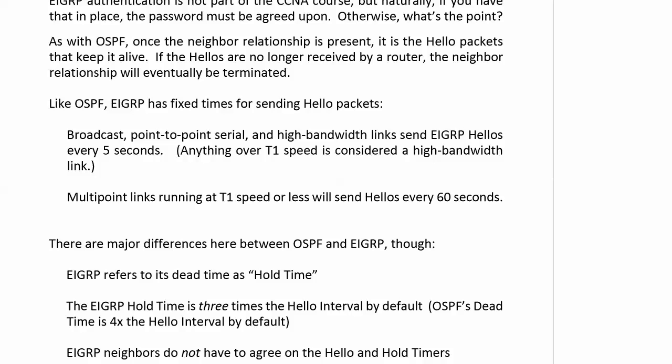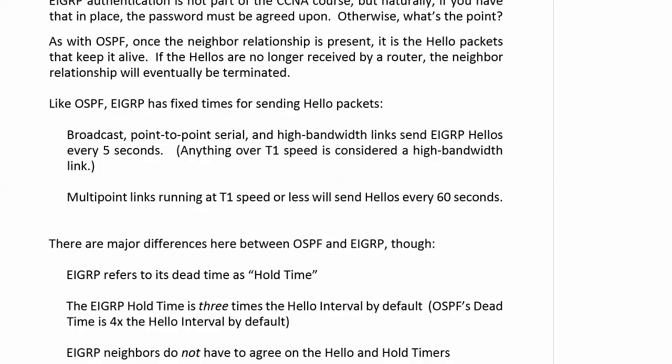But there are some major differences between OSPF and EIGRP, and one of them is just terminology. You will not see dead time when we're looking at our EIGRP neighbor relationships on the live equipment. You're going to see hold time. But if that hold time ticks down to 0, it's the same thing as dead time. With OSPF, you're going to lose the adjacency. The EIGRP hold time is 3 times the hello interval by default. OSPF's dead time, we know, is 4 times the hello interval by default.